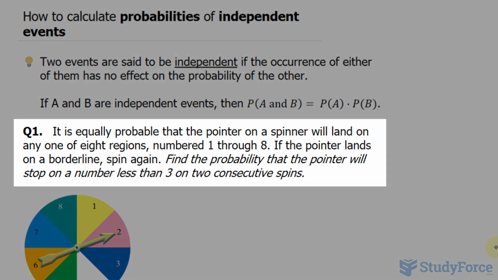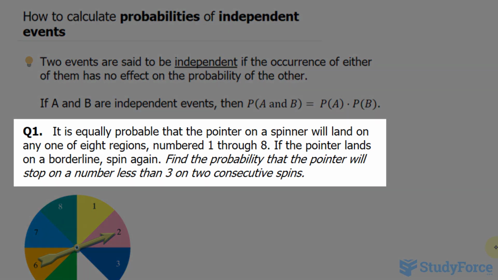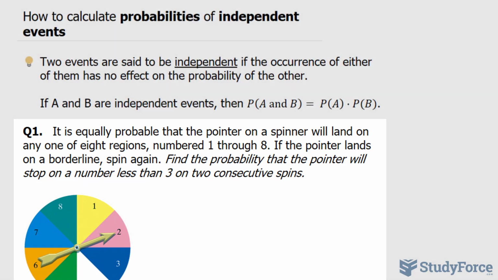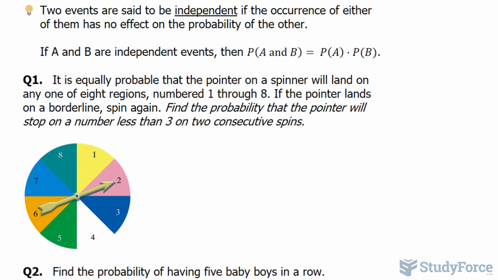Our first question reads, it is equally probable that the pointer on a spinner will land on any of the 8 regions. Take a look. And these regions are numbered 1 through 8. If the pointer lands on the borderline, you spin again. Find the probability that the pointer will stop on a number less than 3 on 2 consecutive spins.